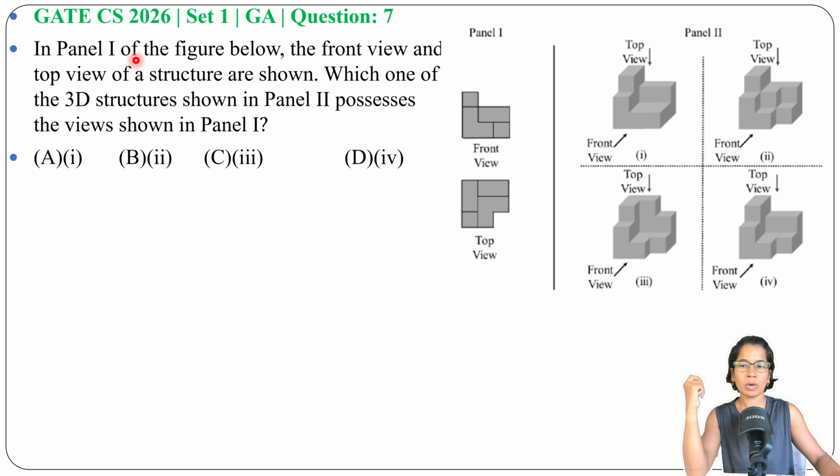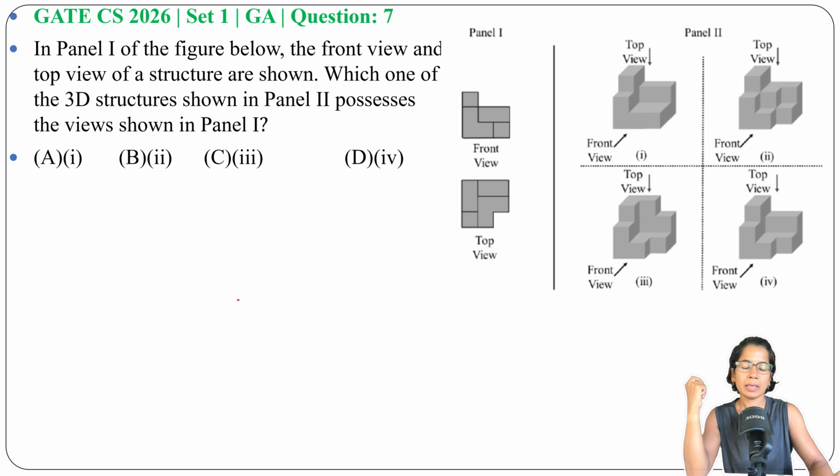In panel 1 of the figure below, this is panel 1, the front view and top view of a structure are shown. This is the front view and this is the top view. Which one of the 3D structures shown in panel 2 possesses the views shown in panel 1? And 4 options are given.